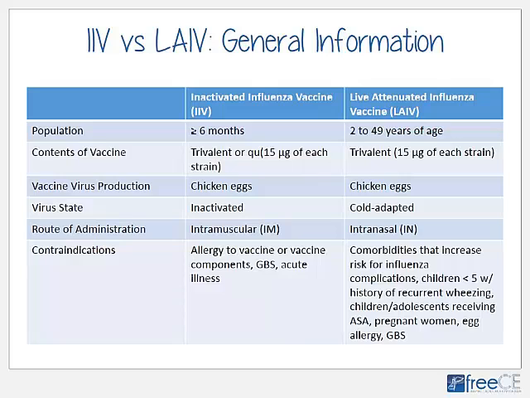Any children under the age of 5 with a history of recurrent wheezing should not receive the live attenuated influenza vaccine product. Any child or adolescent receiving aspirin and then having the influenza vaccine, that's the live attenuated, can have an increased risk for the development of Reye syndrome. Pregnant women should not receive the live attenuated influenza vaccine product, nor those with egg allergy or Guillain-Barré syndrome. So these are some general differences between the two products.